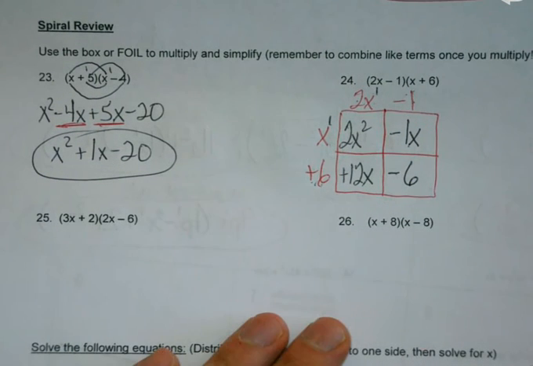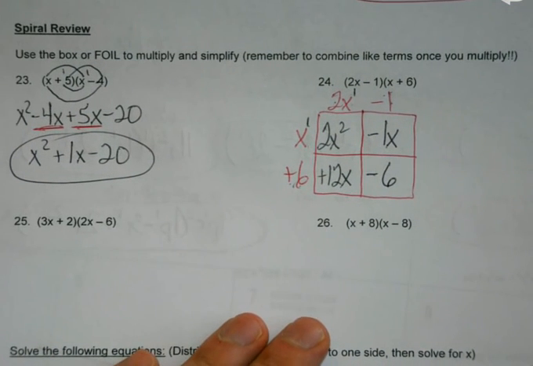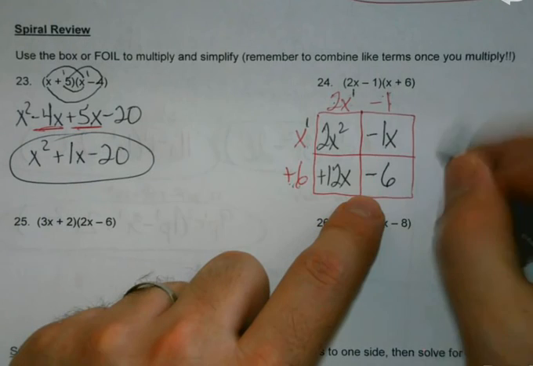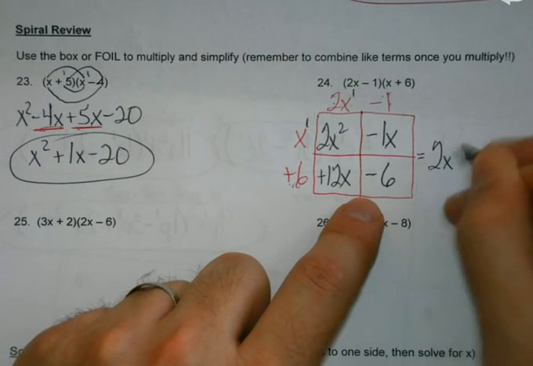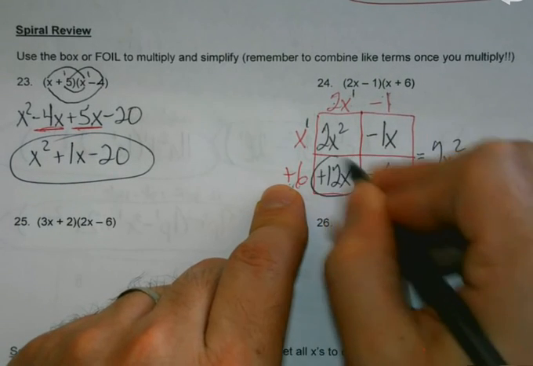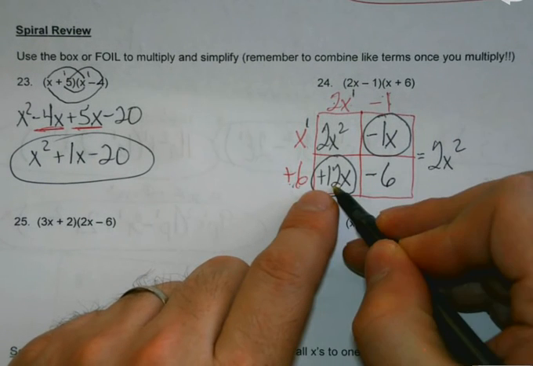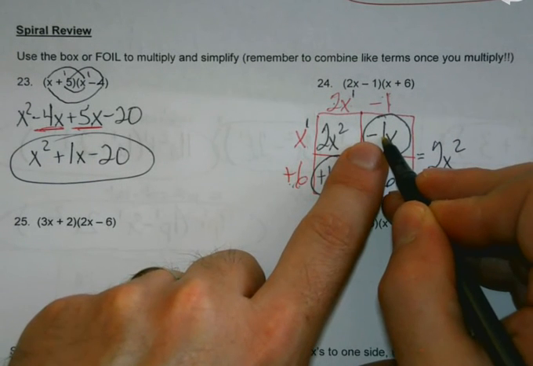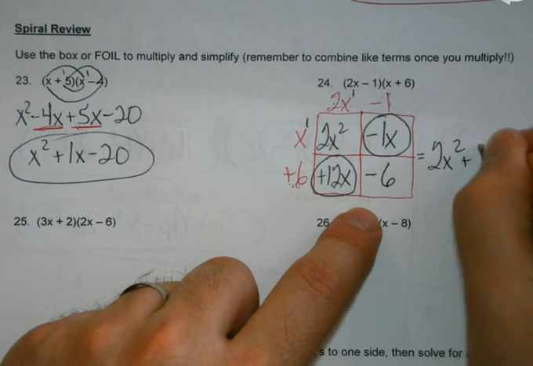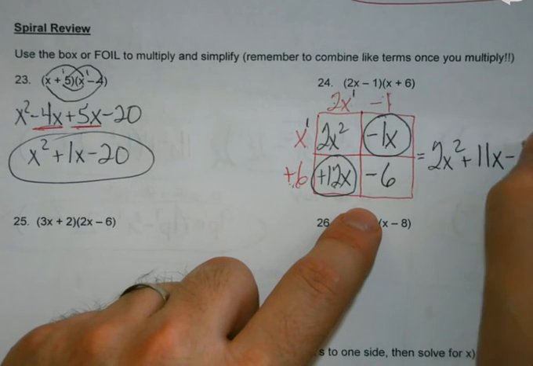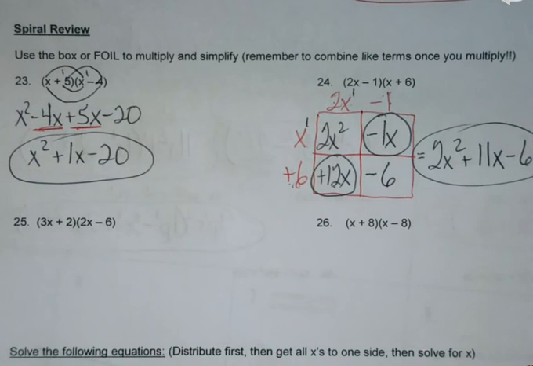Now, I still have got to write this out like I did in 23. I can't just leave it in the box. Right, and the nice thing here is my diagonal will always have my terms that are alike. 12, take away 1, again, we're not multiplying anymore, is 11x minus 6. And again, FOIL would work on those too.